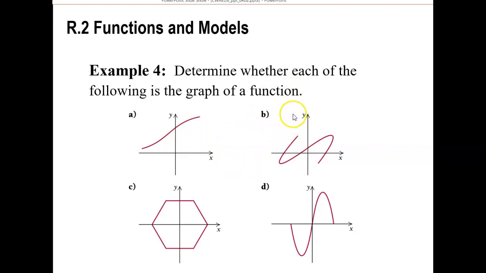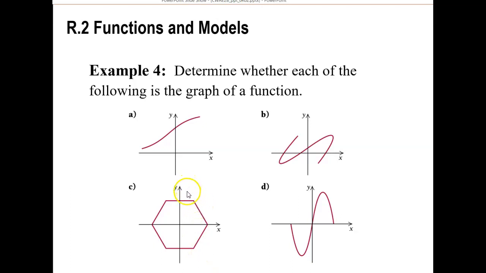B, okay, there is a place right in here where I can draw a vertical line that would touch the graph twice. So if it's possible to find a vertical line that touches the graph more than once, this is not a function. Because if you draw a vertical line, you're basically choosing an x, and if it touches the graph twice, that x would correspond to 2 different y's. In other words, 2 different range values, and that's not allowed. So B is a no.